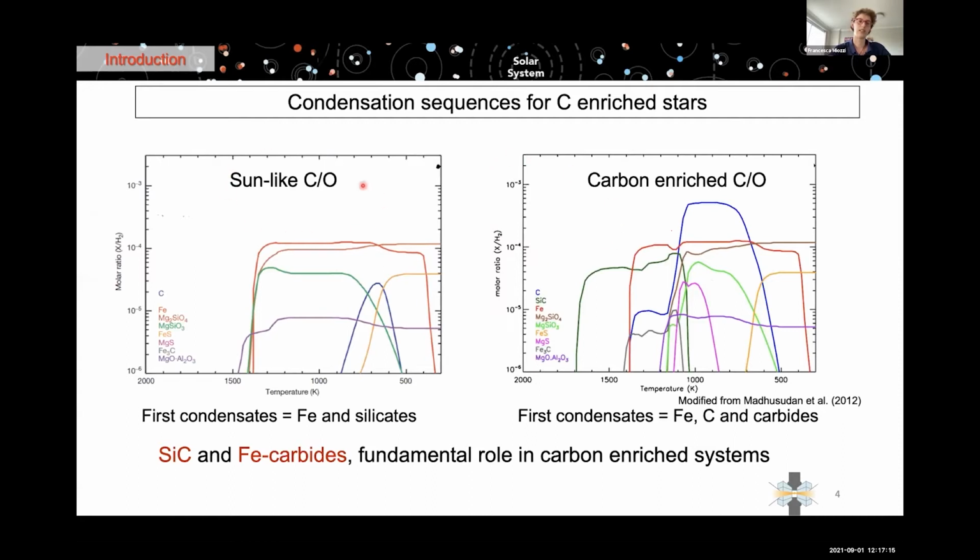For a Sun-like C over O ratio, approximately 0.5, we see that the first mineralogical phases to form are silicates, the ones we have on Earth, like MgSiO3 and Mg2SiO4. But on the other hand, in a carbon-enriched environment, the first phase to form will be silicon carbide, followed by iron carbide, iron, and carbon. So this means that if we have planets orbiting stars that are carbon-enriched, these four phases might have a way more important role than they have here on Earth.